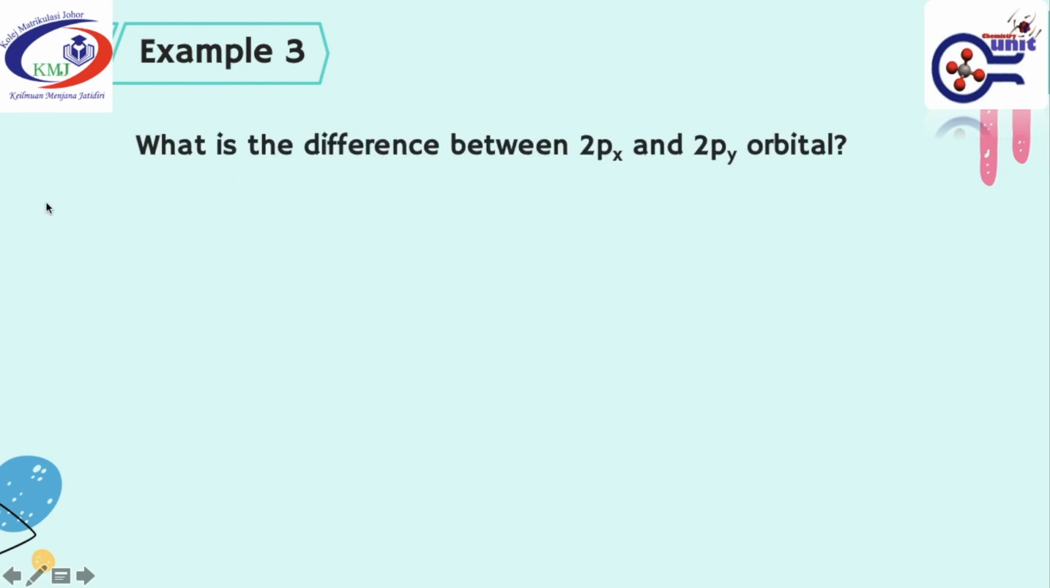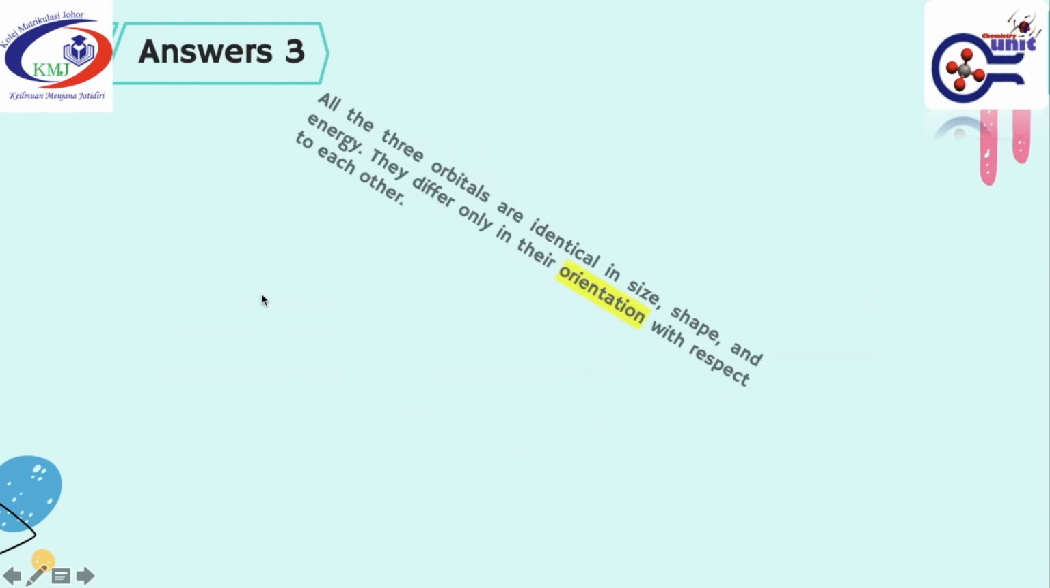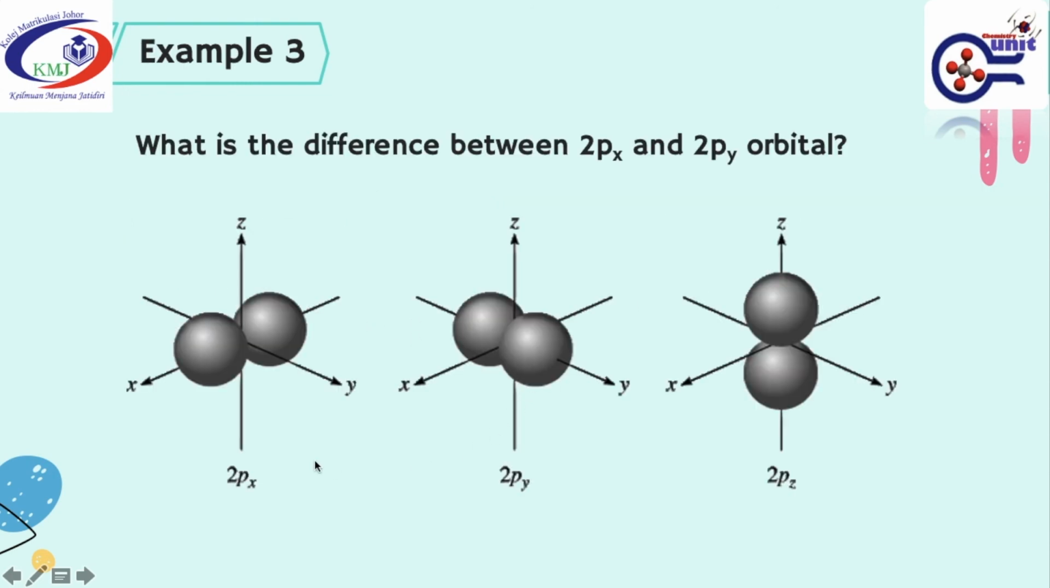Example 3. What is the difference between 2px and 2py orbital? So look at the 2px and 2py orbital. The difference between them is all the 3 orbitals are identical in size, shape, and energy. They differ only in their orientation with respect to each other because one is px, one is py. Px is on the x-axis, py is on the y-axis. They have different orientation.